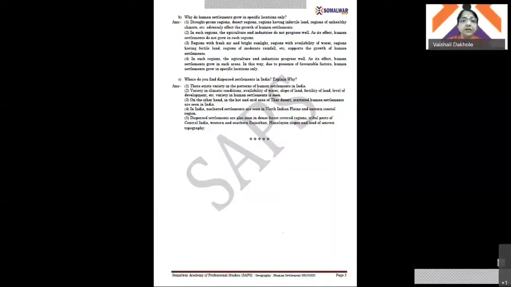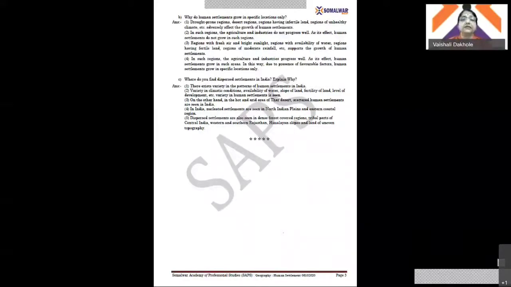In this answer the examples are not mentioned, but I have given them to you now, so you have to note down those examples of different regions in Brazil and India. Now let's come to the next question. Where do you find dispersed settlement in India, and explain why?